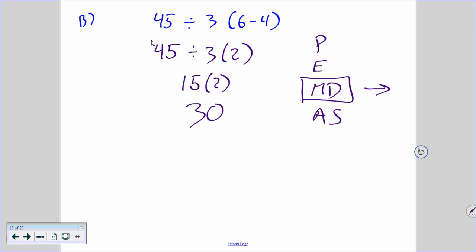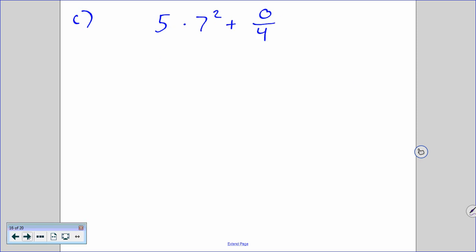Again, had you done multiplication first and division second, 3 times 2 is 6, and 45 divided by 6 is definitely not 30. So again, I would be really careful with that. That's a common mistake that people make. They hear PEMDAS and they think multiplication, then division. Don't do that. All right.